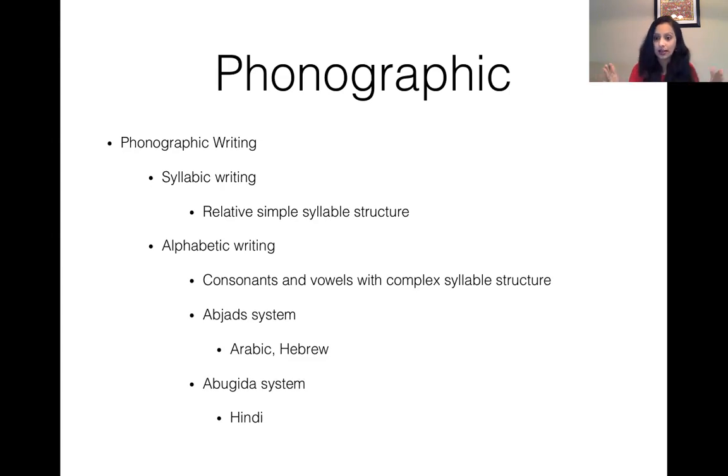Syllabic writing has relatively simple syllable structures, where you have just CV or just CVC, etc. Then there's also a system called the Abjad system, which is what Arabic and Hebrew use. They basically have a templatic format. There are different consonants, and these can combine with different vowels to create different sounds and different meanings. And then you also have the Abugida system, which is what Hindi uses.